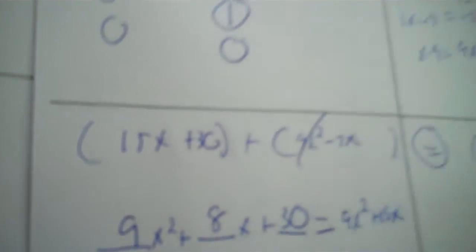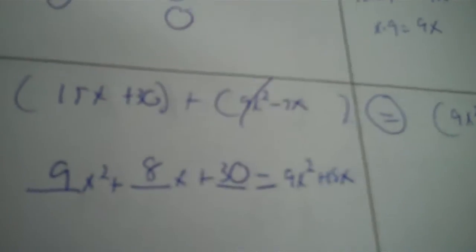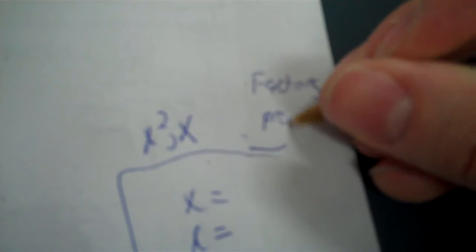Okay, so x second, you got 9x. 15 plus negative 7 is 8x, then you got 30. Now at this point, you've got x second and x second and x. So you're going to apply your factoring properties again, but something weird's going to happen.